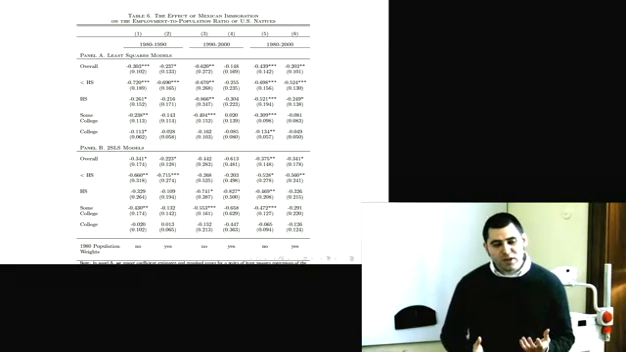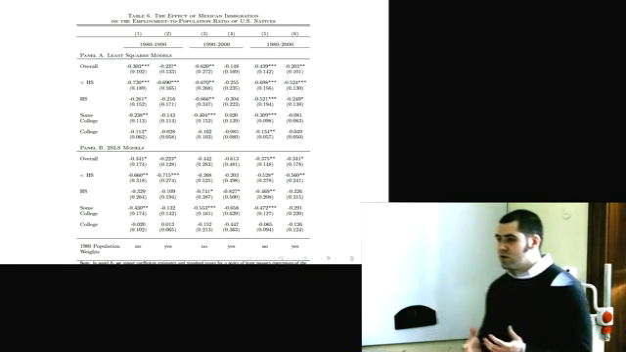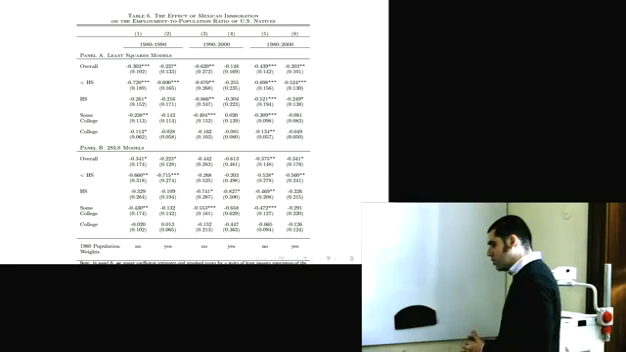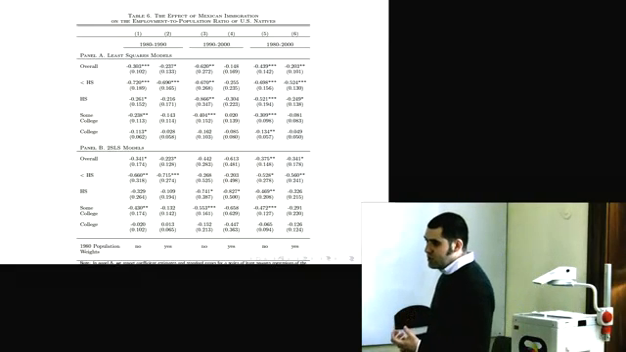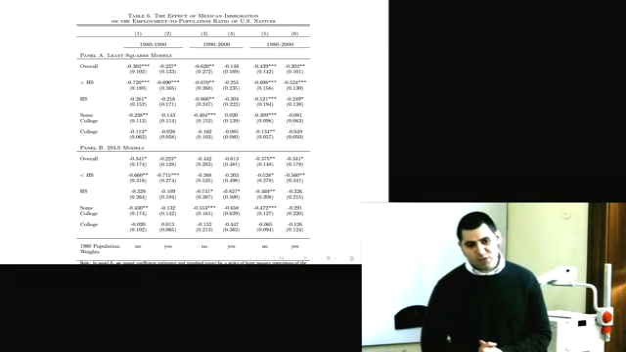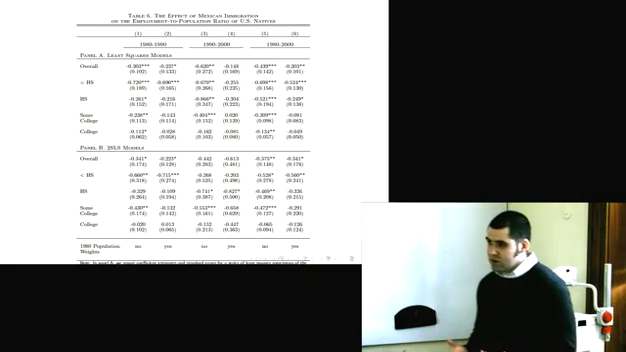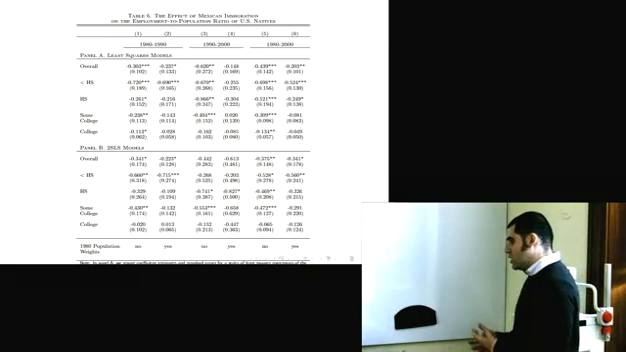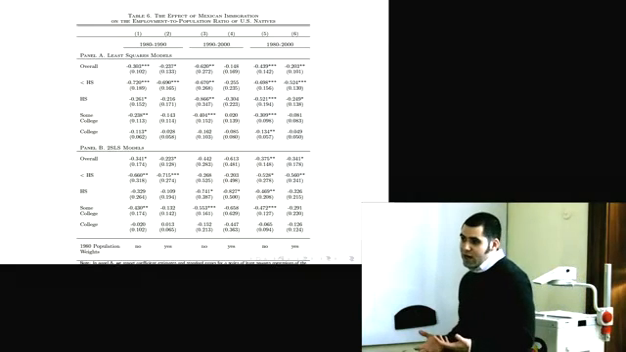And how economically meaningful is this? Well, if you look at the overall decline in the employment rate for people with less than a high school degree from 1980 to 2000, our best guess is that Mexican immigration might explain about 20% of that decline. So it's not an enormous effect, but it's perhaps economically meaningful.